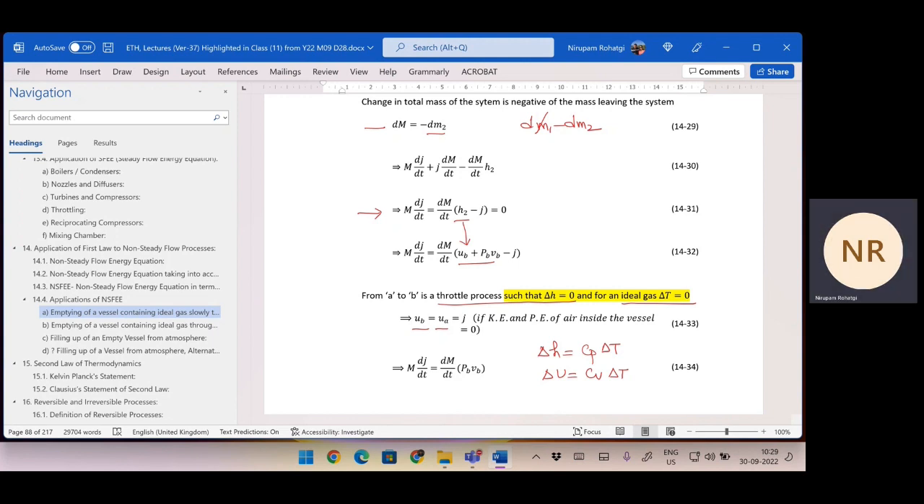Now your J, what was J equal to? UA plus half CA squared plus gZA. Now we are also assuming that the main vessel has, you can say, not much height. Moreover, there is no movement of fluid inside. So both these terms are 0. So what is happening is your UB is cancelling out with J and you get this equation.